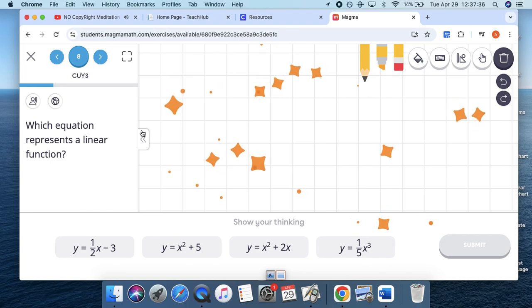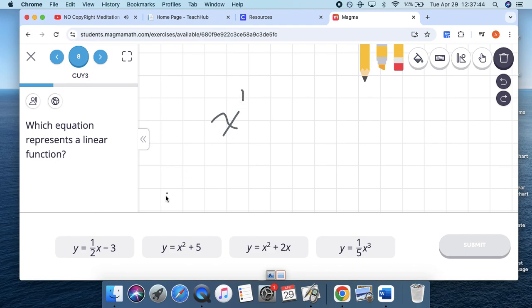8. Which equation represents a linear function? Look again at the variables. Look at x, and it has to be x to the first power. So the first one is good. The second one is x squared, so that doesn't count. The third one is x squared, and the fourth one is x cubed. So the only one that has x to the first power is that one.